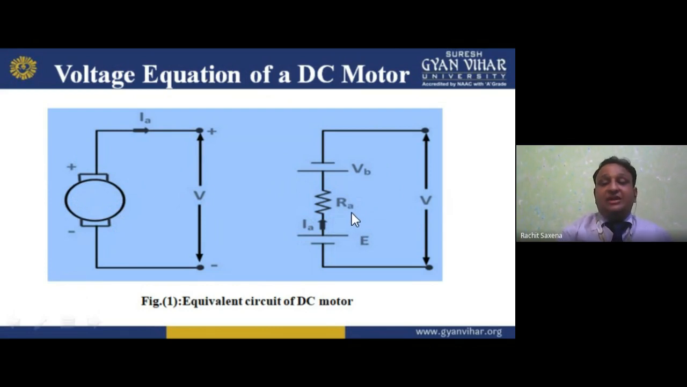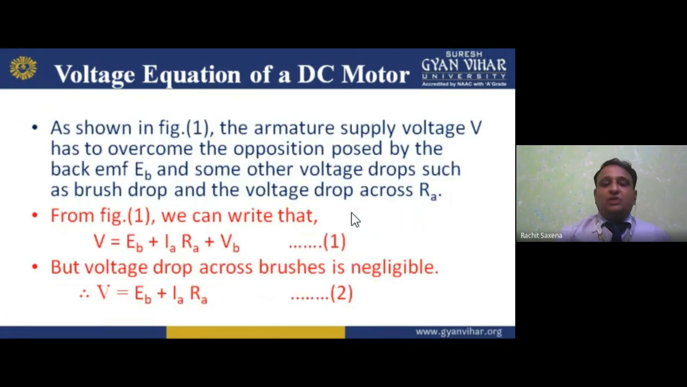Now how can we create the voltage equation? As shown in figure 1, that is the previous one, the armature supply voltage V has to overcome the opposition posed by the back EMF. Who will pose it? The back EMF. I already told you the significance of back EMF previously. So V has to overcome the opposition posed by the back EMF, that is EB.